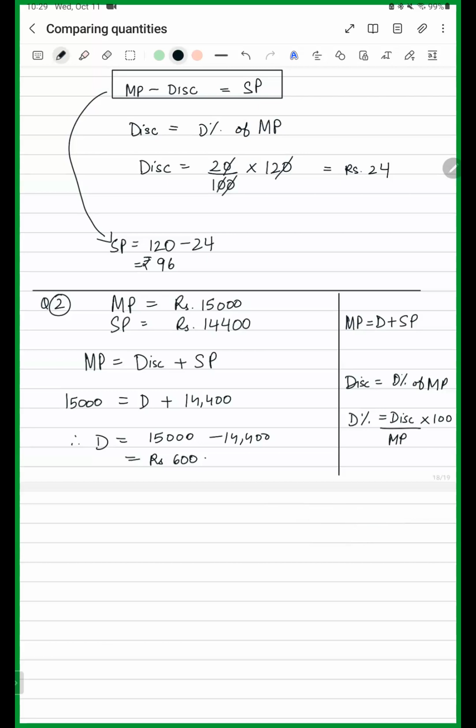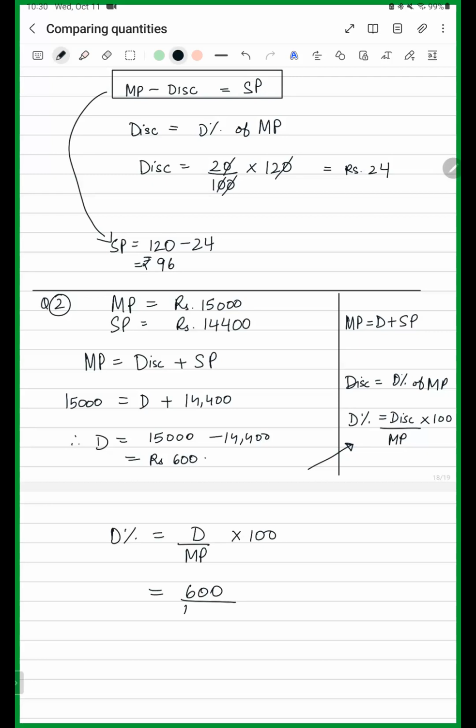So now what we'll do? To find this discount percentage, we can use either of these two formulas. Yes, we have to use this one, because in this you will just put in the value of discount and MP, and you will get the value of D% on the left hand side. So it will be 15,000 divided by, no, sorry, it will be 600 divided by 15,000 multiplied by 100.